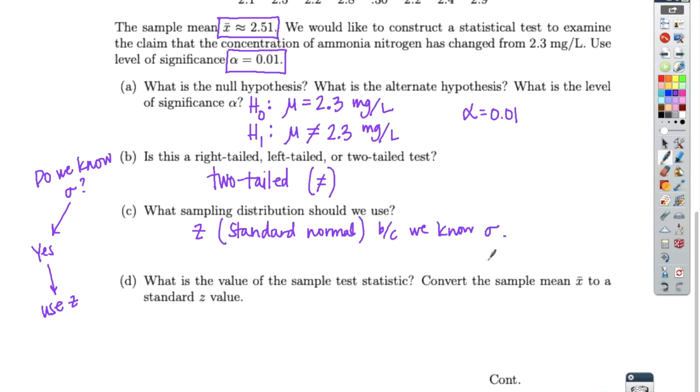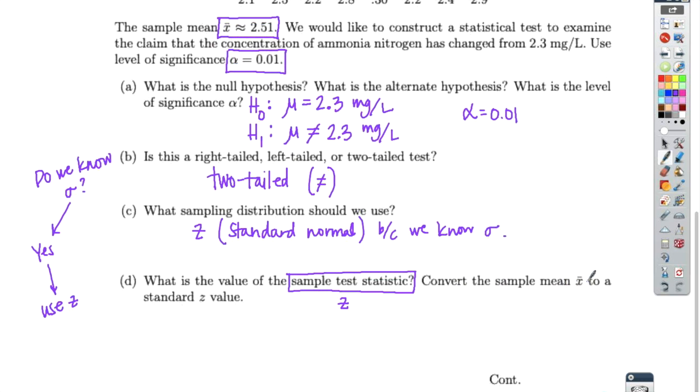We know sigma. Okay, what is the value of the sample test statistic? This phrase, sample test statistic, just means Z. They use this general phrase because they don't want to give away which one you're using, because you ultimately have to decide if you're using Z or T. So they're not going to say what is the value of Z or what is the value of T. They say what is the value of the sample test statistic, because you are supposed to decide which sampling distribution you're using, whether Z or T.